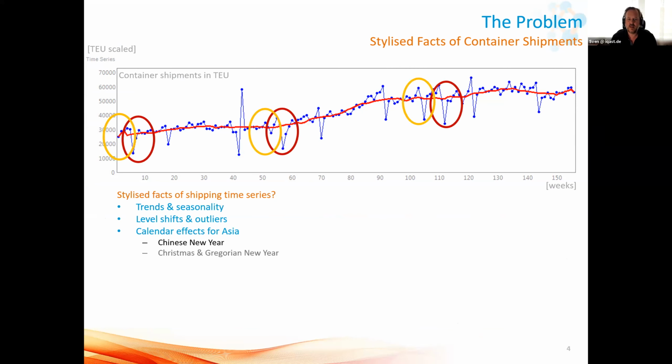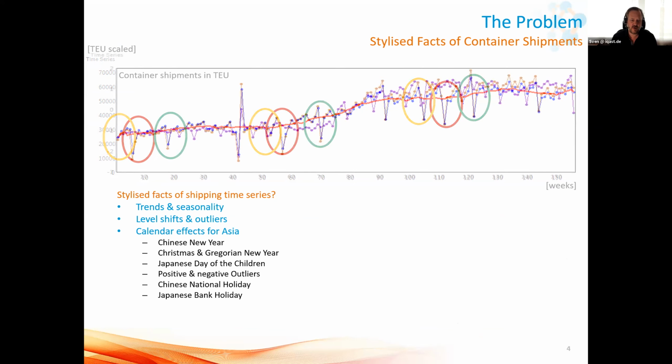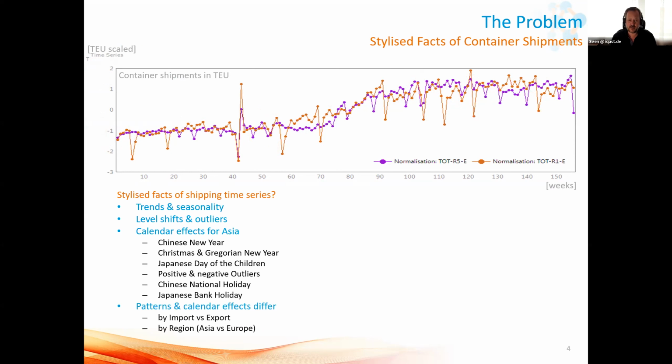Chinese New Year is important. Christmas, Gregorian New Year, a variety of things. If you're not forecasting China, but you're actually forecasting Japan, then the Japanese bank holidays are more important than the Chinese ones. And so you have a variety of different things. Exports vary from imports, and all these time series vary by regions. So it is an important problem where different features have to be considered in order to forecast a time series accurately between Asia, within Asia, and between Asia, Europe, North America, and so forth.